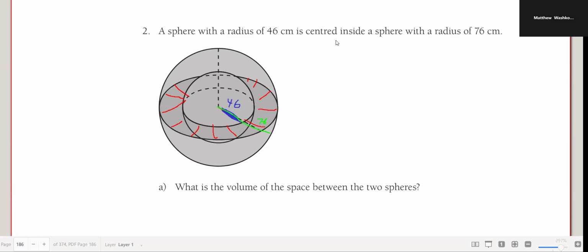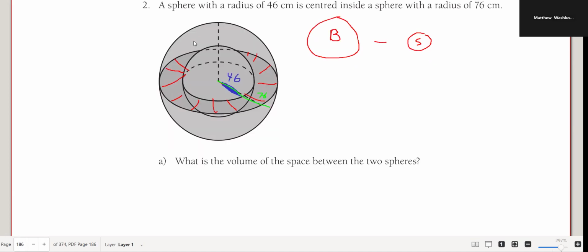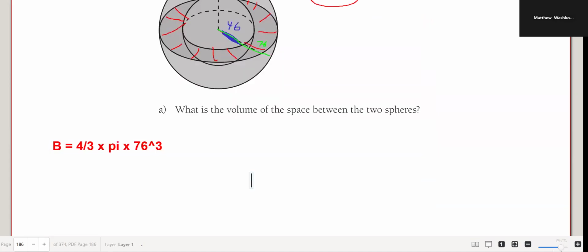All right. So what you probably should have figured out is that all I'm going to do is take the volume of the big circle and subtract the volume of the little circle, right? Because then all that's left is this space in between. So let's do the big circle here first. What's the radius? 76. So it's 4 over 3 times pi times radius to the power of 3, right? Which is 76 cubed.